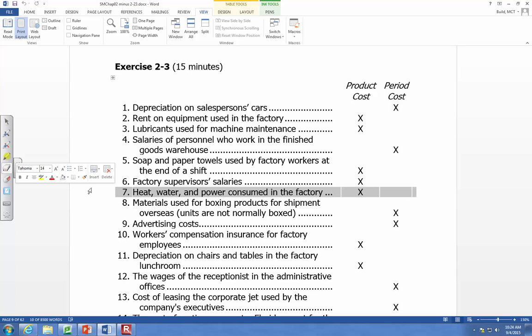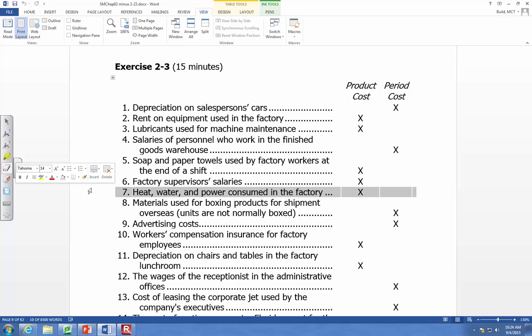Soap and paper towels used by factory workers. That's a product cost. Why? What's the key word in there? Factory workers. Any supplies in the factory? Let's not overthink this. The supplies are in the factory. The people that are working in there are converting the raw materials into finished goods. So it's a product cost. Good.